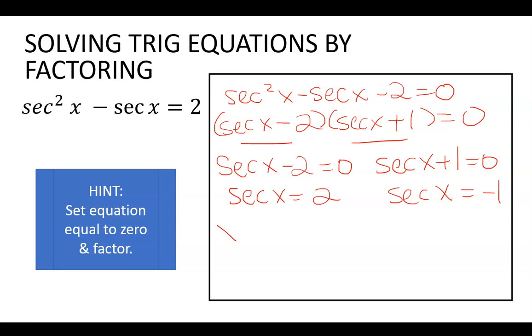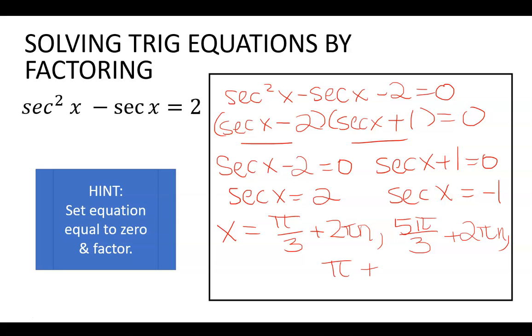Okay, so x is going to be equal to pi over 3. Secant has a period of 2 pi. I will also find a location at 5 pi over 3, and I will also find a location at pi. Okay, let's try another one.